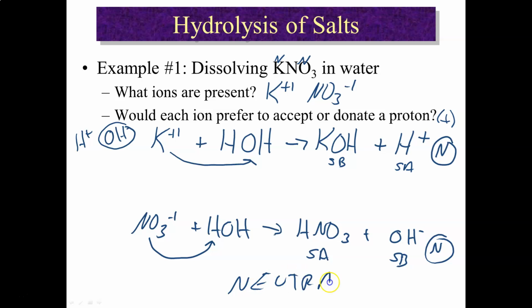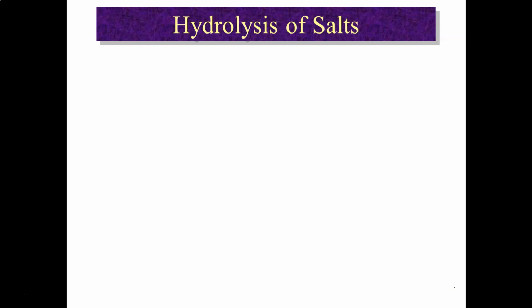So overall, this is a neutral salt solution because the potassium ion is neutral, makes a strong base and a strong acid. The nitrate is neutral, makes a strong acid, strong base. All right? Let's do another one.